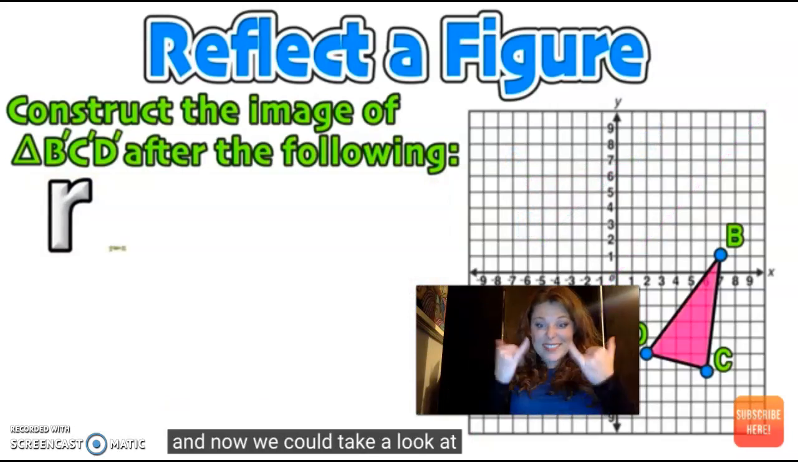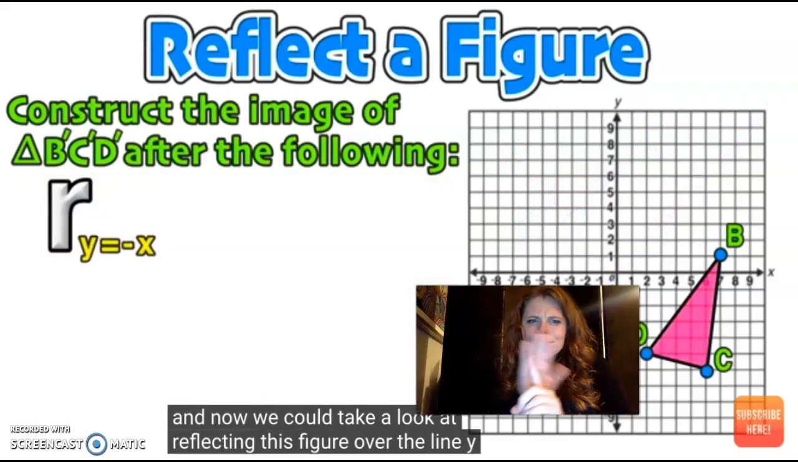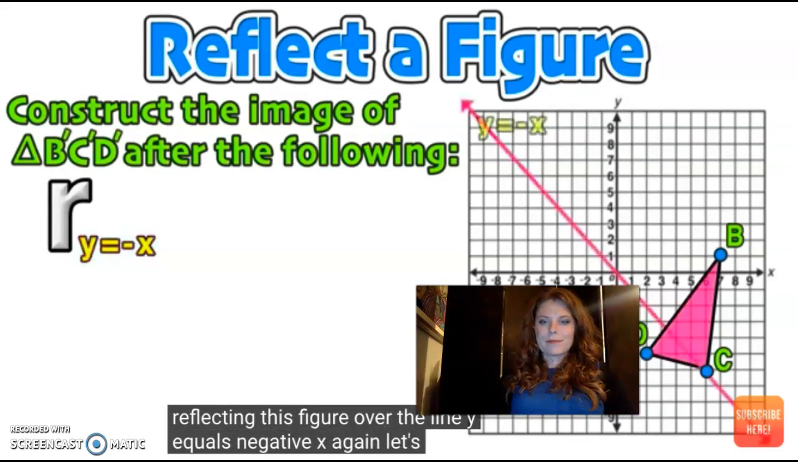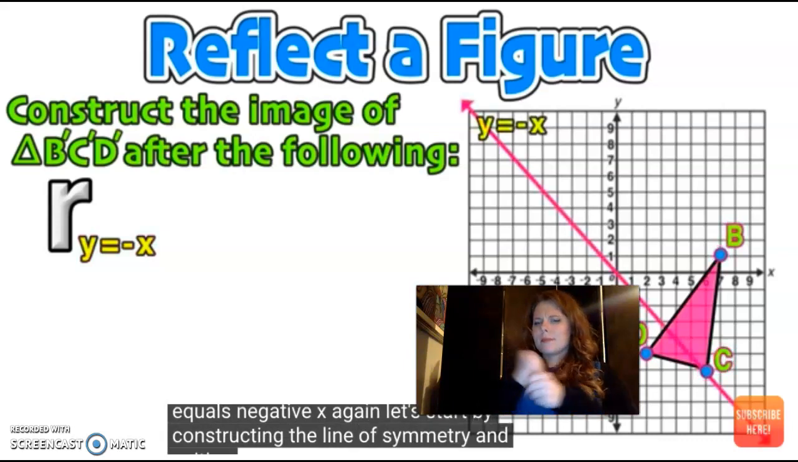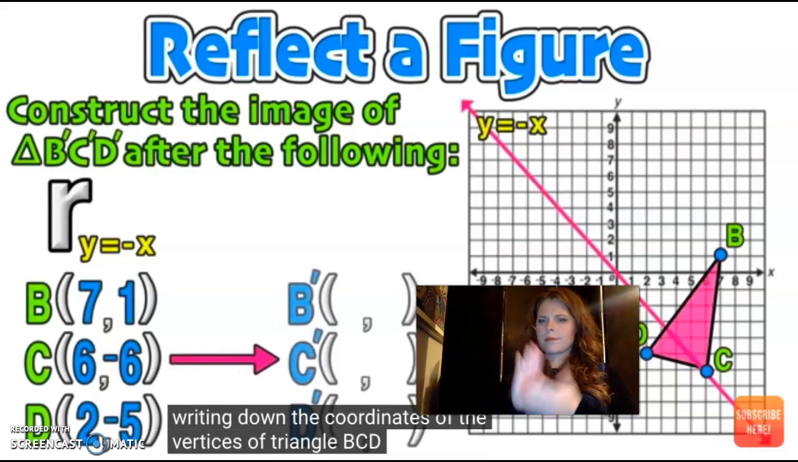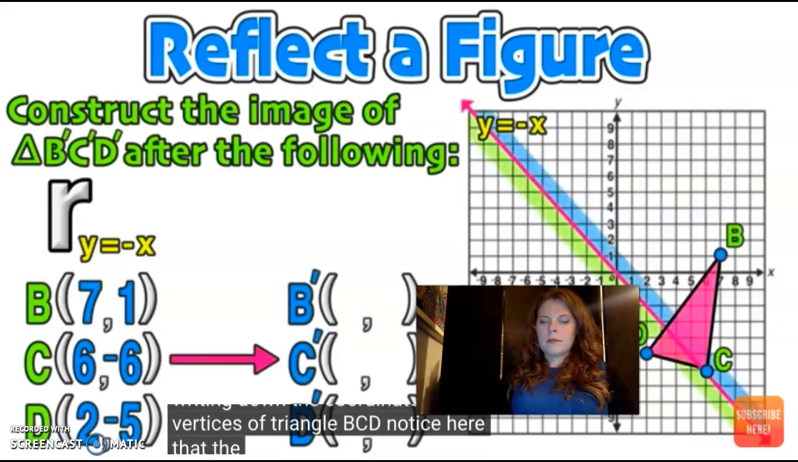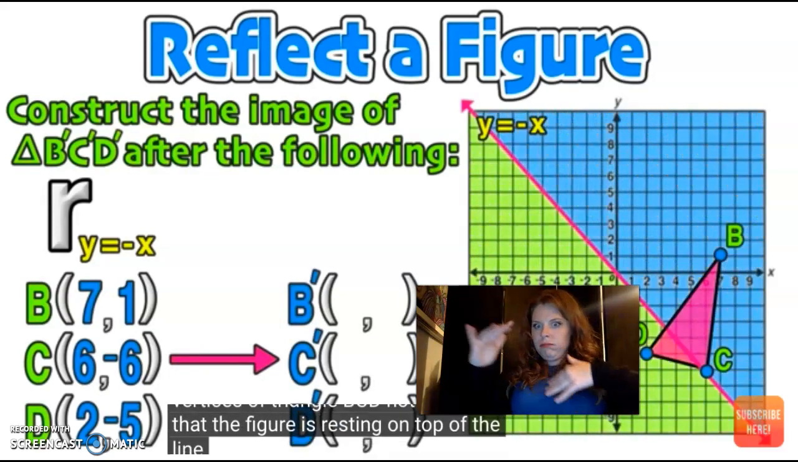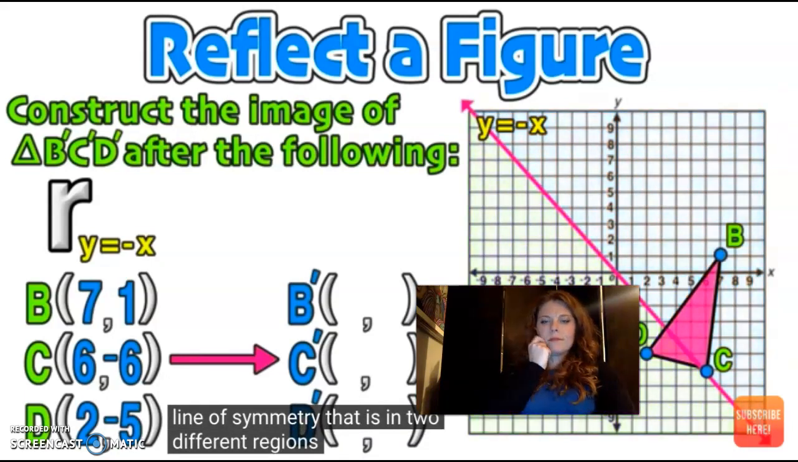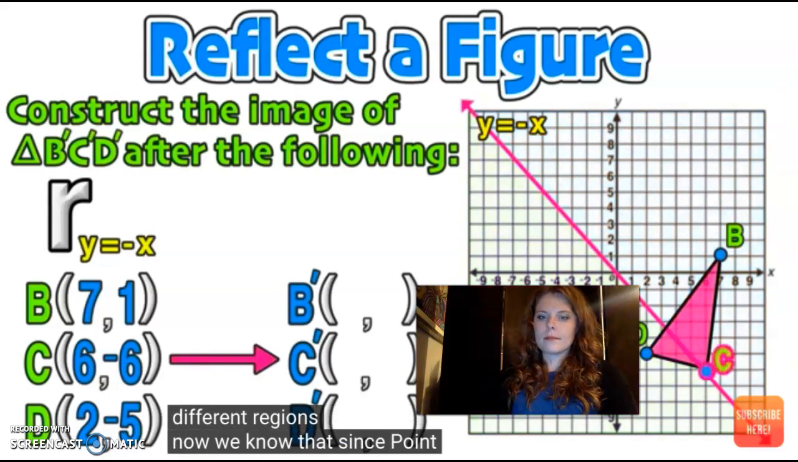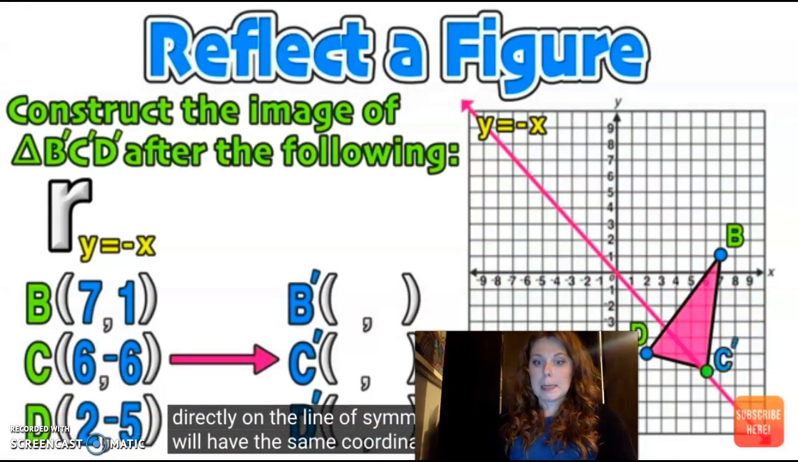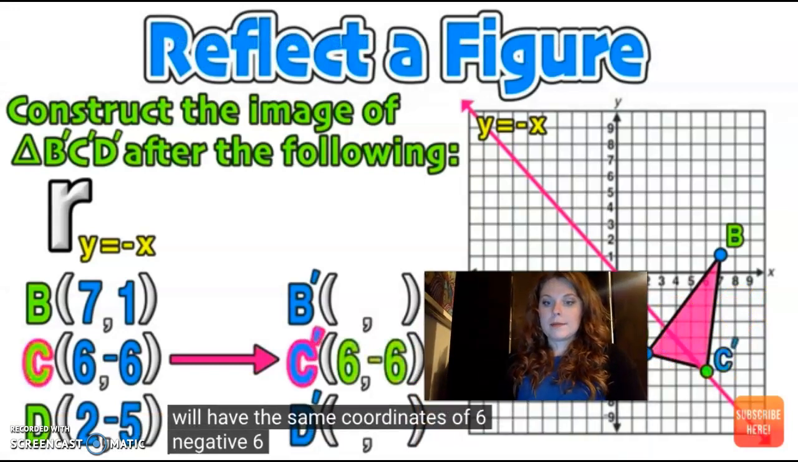And now we can take a look at reflecting this figure over the line y equals negative x. Again, let's start by constructing the line of symmetry and writing down the coordinates of the vertices of triangle BCD. Notice here that the figure is resting on top of the line of symmetry and is in 2 different regions. Now we know that since point C is directly on the line of symmetry, C prime will have the same coordinates of 6, negative 6.